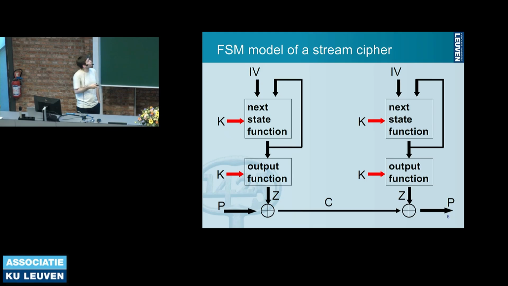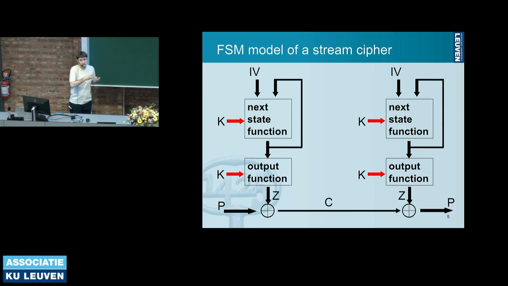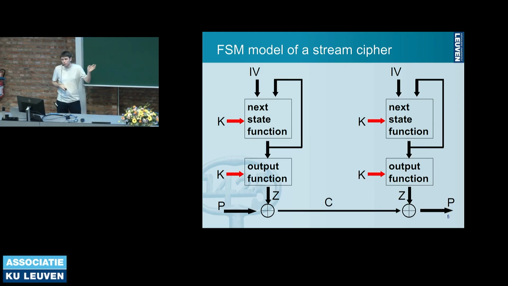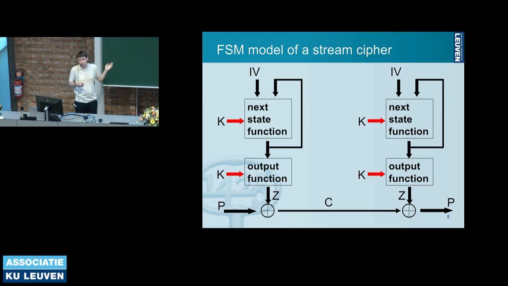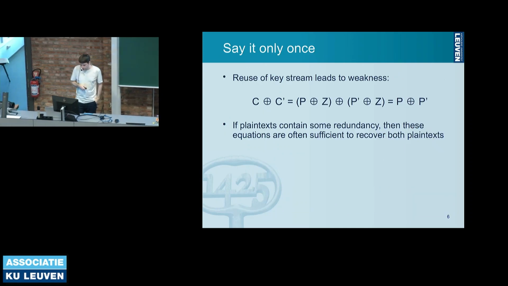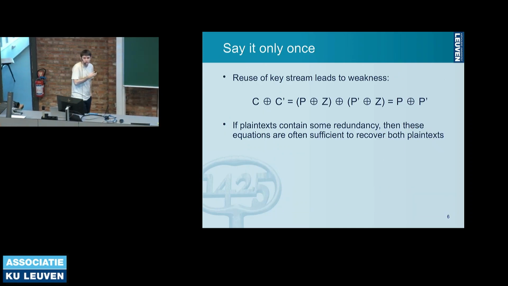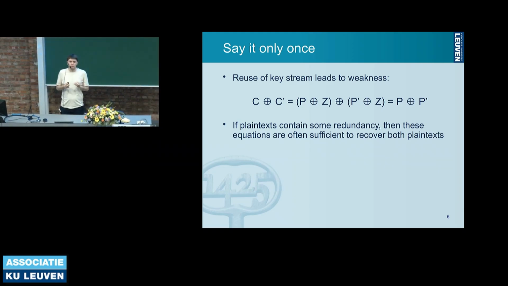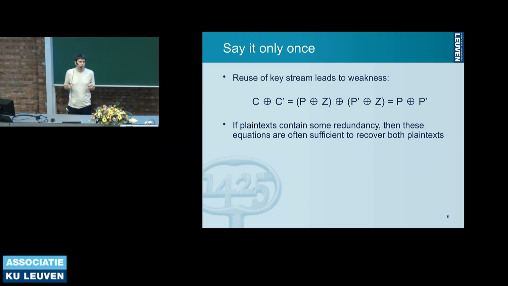But it's of course important that these two algorithms are perfectly synchronized. They need to start from the same state, and each time you produce a new output bit, they need to clock in a synchronous way. Because when there's a difference in the number of times you've clocked, the decryption will go wrong. Okay, so what's a problem with this kind of design? If you use the key stream more than once, then this is broken.